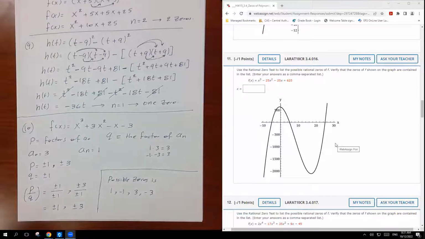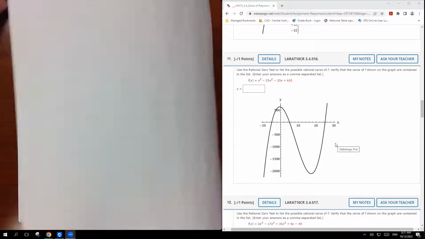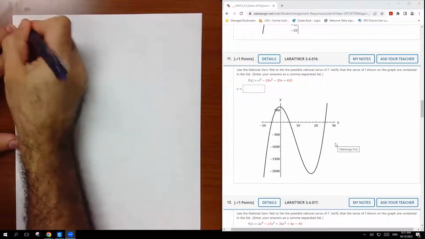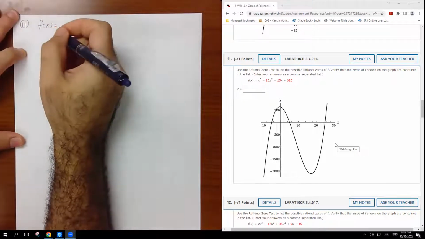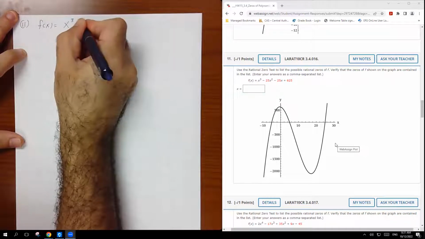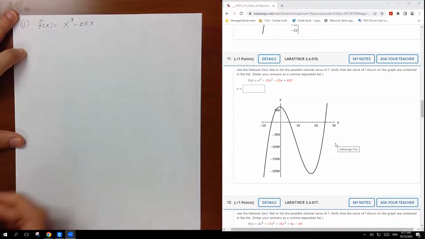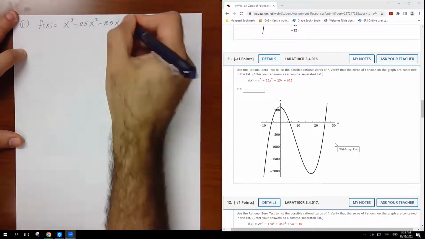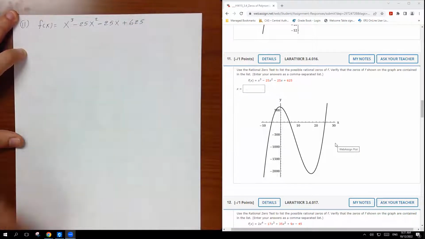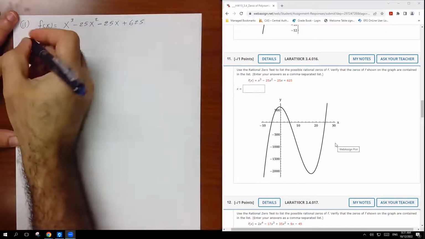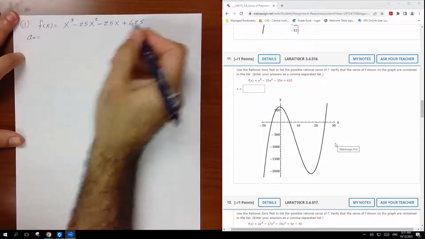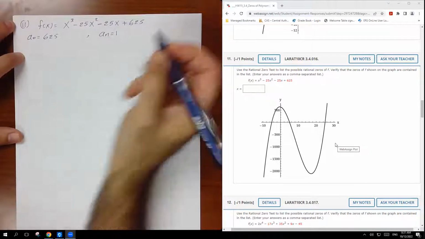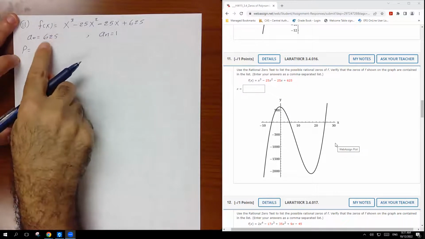That's it. So example 11, find all possible zeros. The function is f of x equals x cubed minus 25x squared minus 25x plus 625. We have the graph. Let's find the possible zeros. So a naught equals 625 and an equals 1. So that means p equals all the factors for 625.